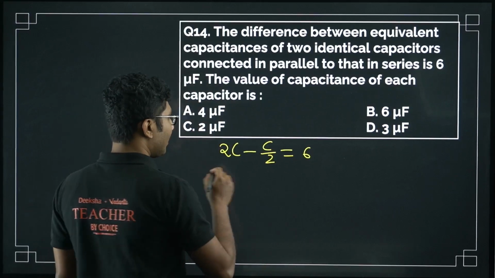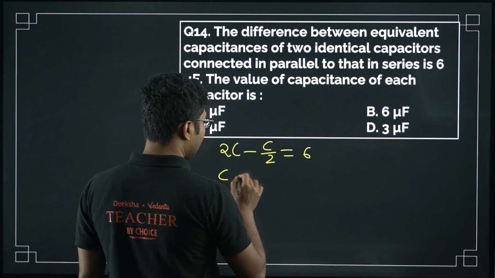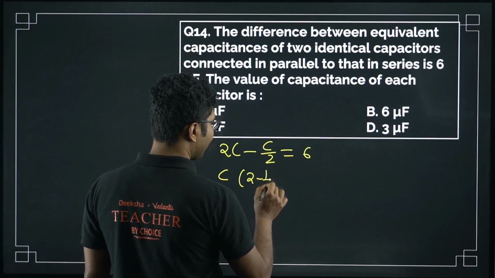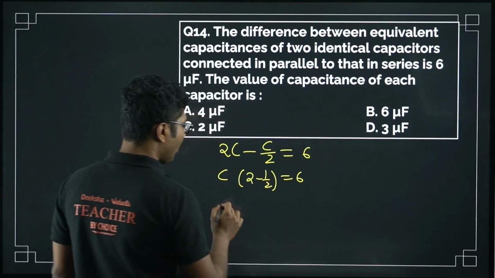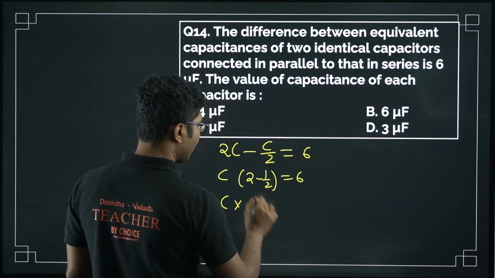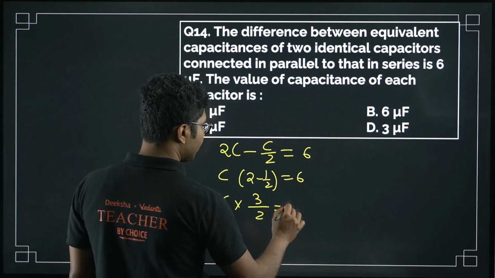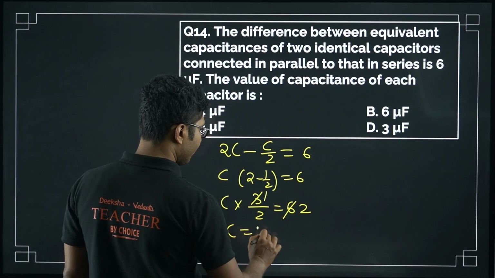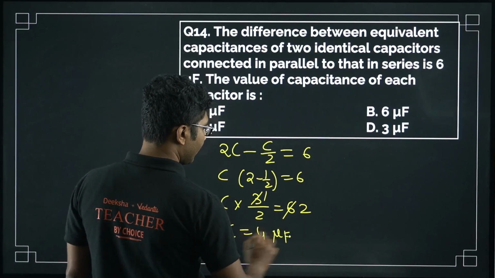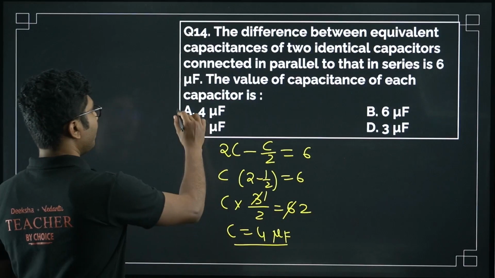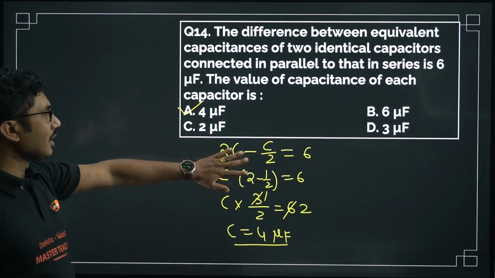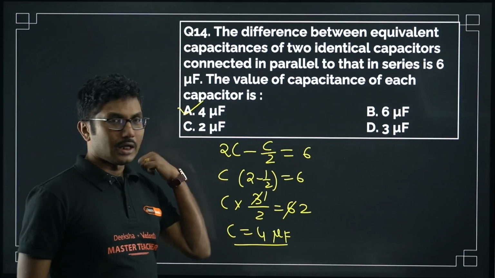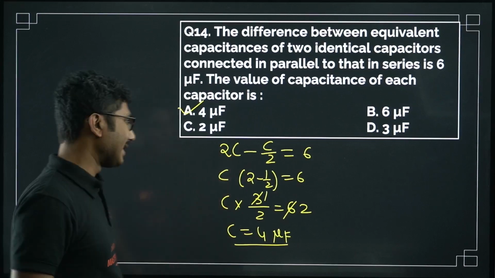Okay, now we have to take C common. You will get 2 minus half equals 6, or C into 3 by 2 equals 6, or it will be 2, so C equals 4 microfarad. Okay, so C is 4 microfarad. Easy question. Only thing, if you know this shortcut, you can use it directly.